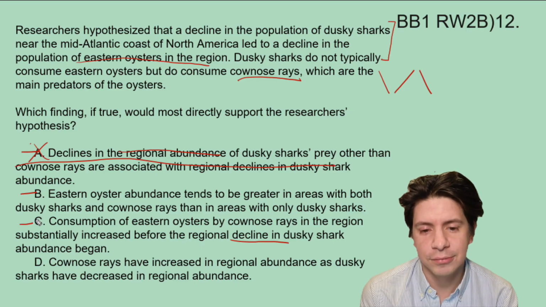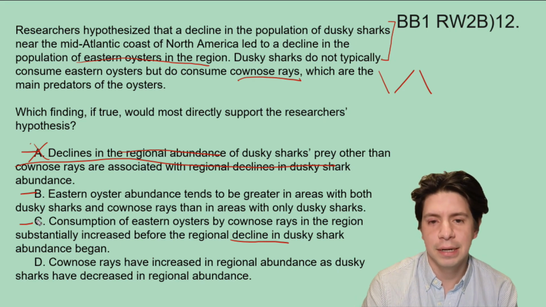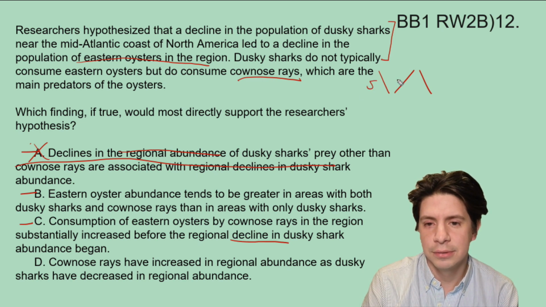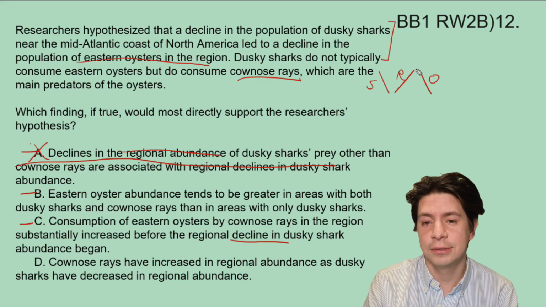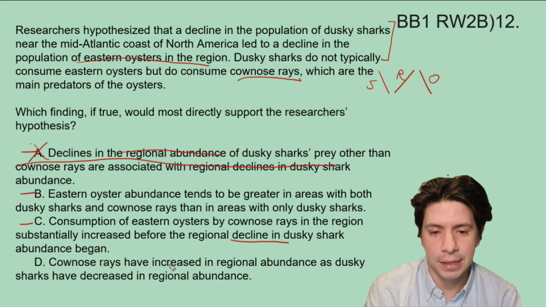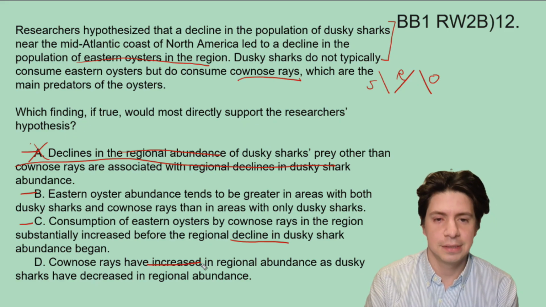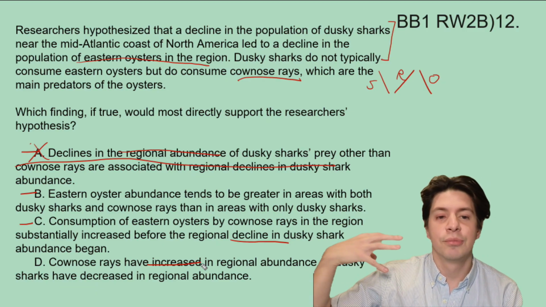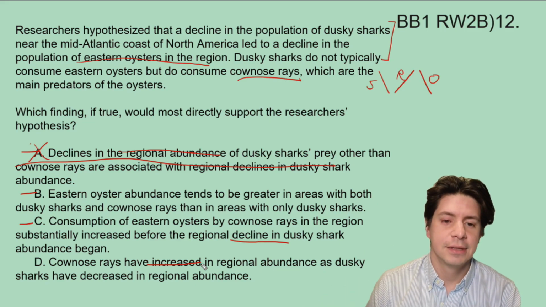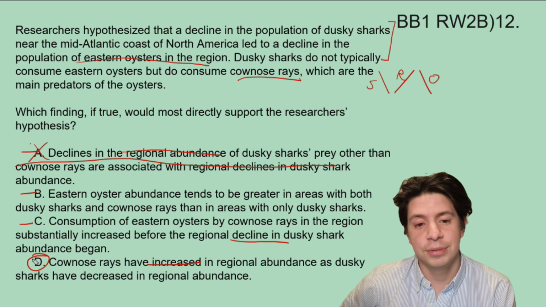D: Cownose rays have increased in regional abundance as dusky sharks have decreased in regional abundance. Okay. Remember what I drew up here, where this is the shark, this is the rays, this is the oysters. This is what they're saying: as sharks go down, rays go up, and that means oysters go down. And this ties in with that. As dusky sharks have decreased, cownose rays have increased. And logically, because rays are a predator for oysters, they'd be eating more oysters. And since they're eating more oysters, there'd be fewer oysters in the region. So D ties in perfectly with what we're saying, while everything else didn't really tie in at all. So it should be D.